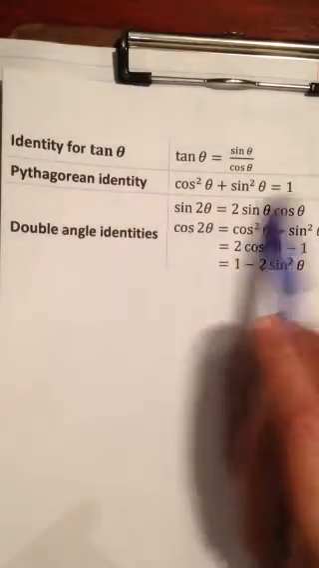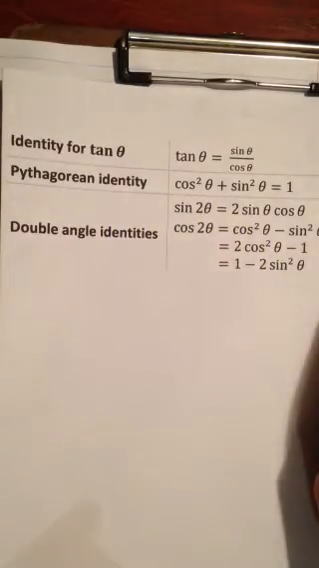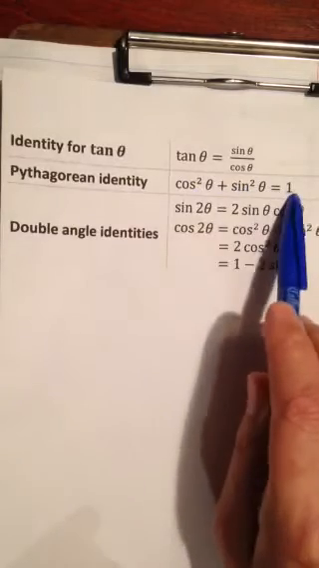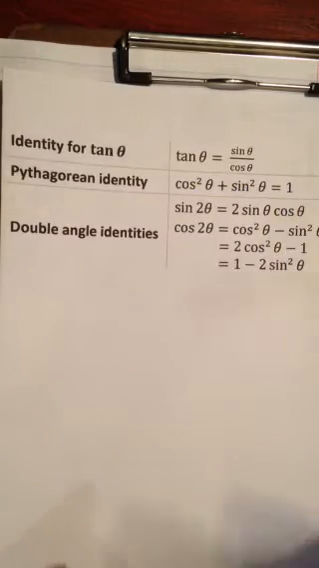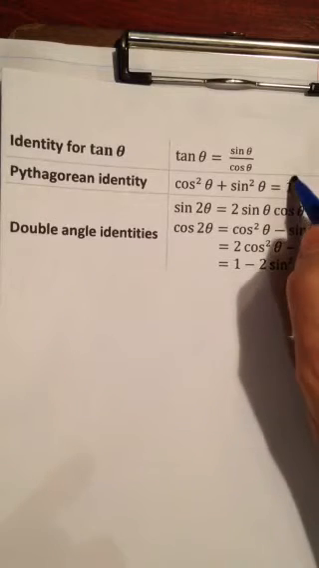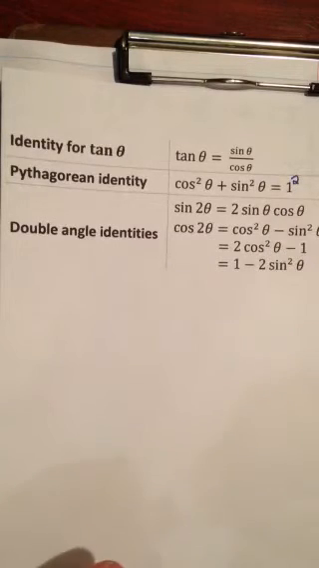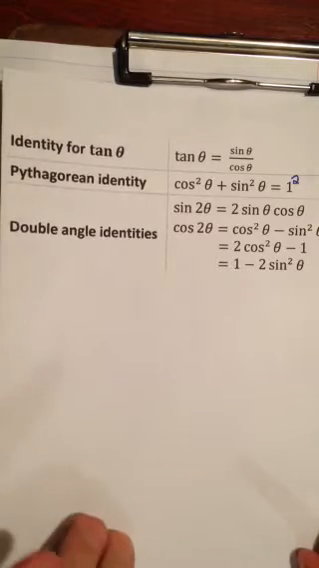And this is called the Pythagorean identity because it's very much like the Pythagorean theorem. Leg squared plus leg squared equals the hypotenuse squared. Remember, on a unit circle, the hypotenuse is 1. So really, you can kind of think of that as 1 squared. And there, it's more obvious that it is the Pythagorean property.